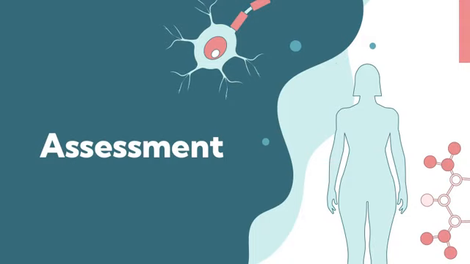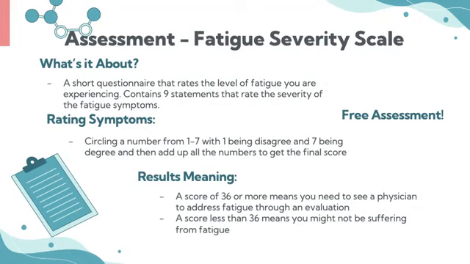So here are some assessments that you can use for people with MS. The first one would be the Fatigue Severity Scale. It's just a short questionnaire that rates the level of fatigue they're experiencing. It contains 9 statements and you rate it based on the severity of the symptoms, based on the previous week of that person. So you just circle the number from 1 to 7, with 1 being disagree and 7 being the most, and then you add up all the numbers to get a final score. A score of 36 or more means you need to see a doctor to address the fatigue symptoms, and a score less than 36 means that you might not be suffering from fatigue or it might be very little.